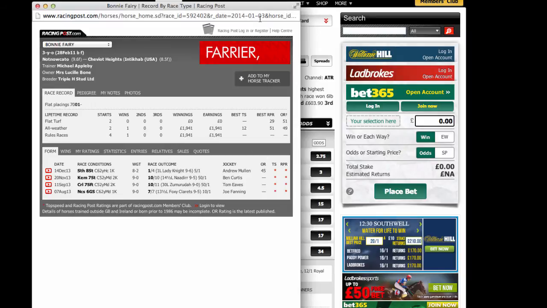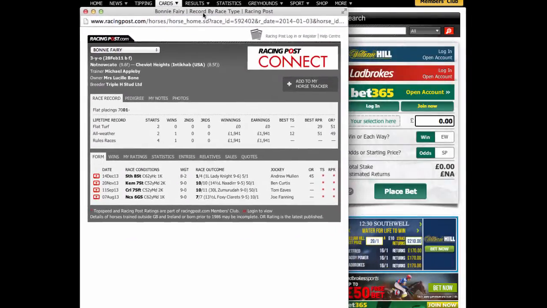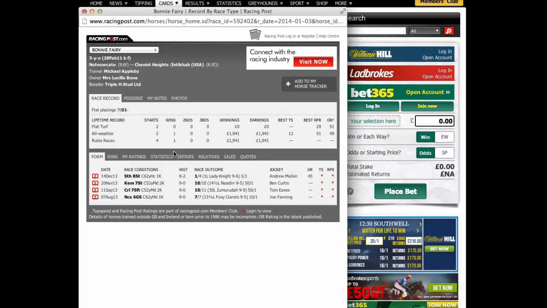Which is a good thing. Official rating of 45. Today's official rating is 49. Over this distance, that weight will make a small difference, but not a huge amount. So we like this horse's chances. It's looking strong.